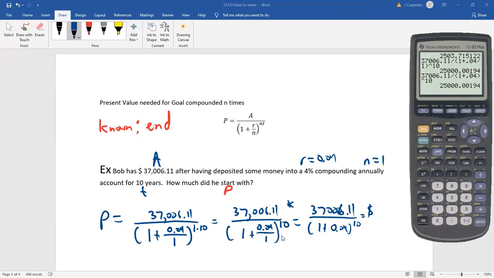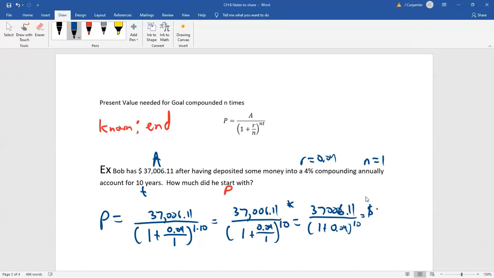Now if we compounded monthly, we definitely would have needed the fraction and then the divided by 12. The exponent would have been 10 times 12, which is 120. But you can see rounded to the nearest penny, we started with 25,000.